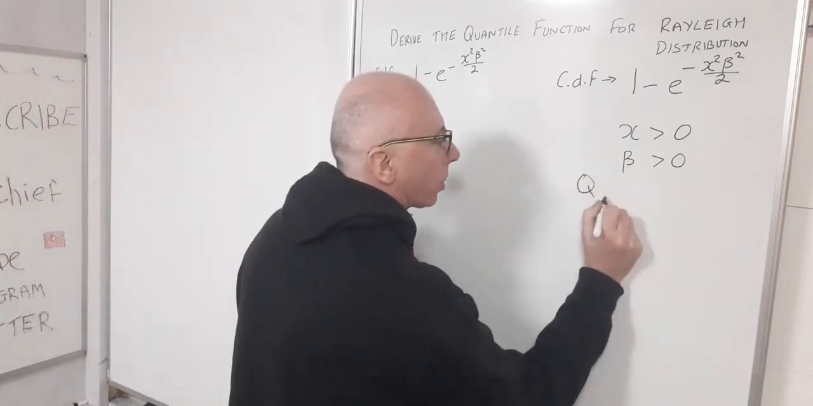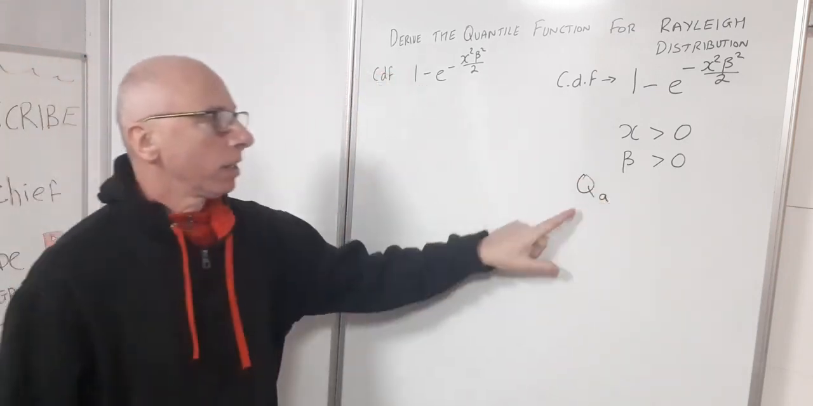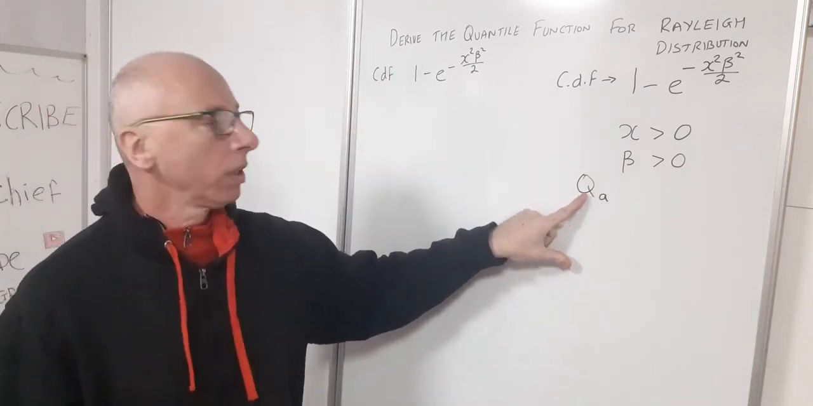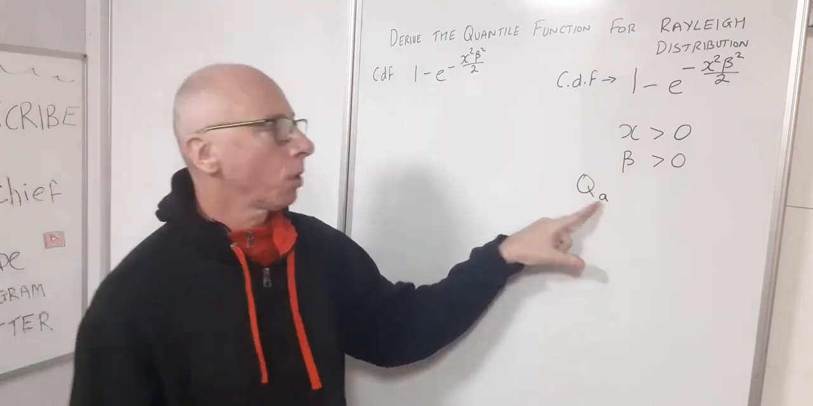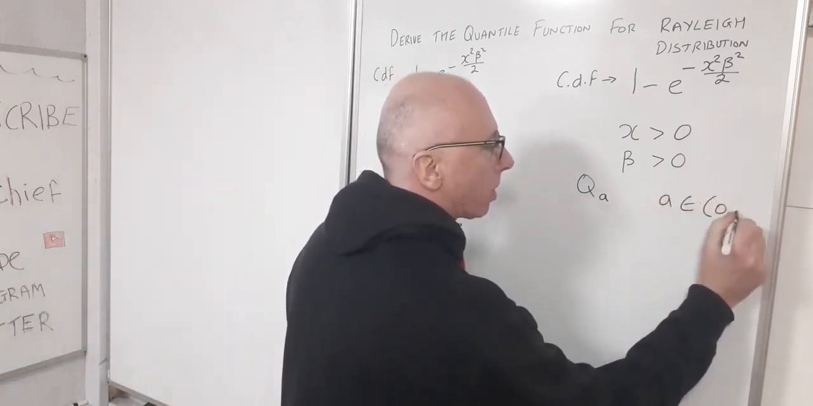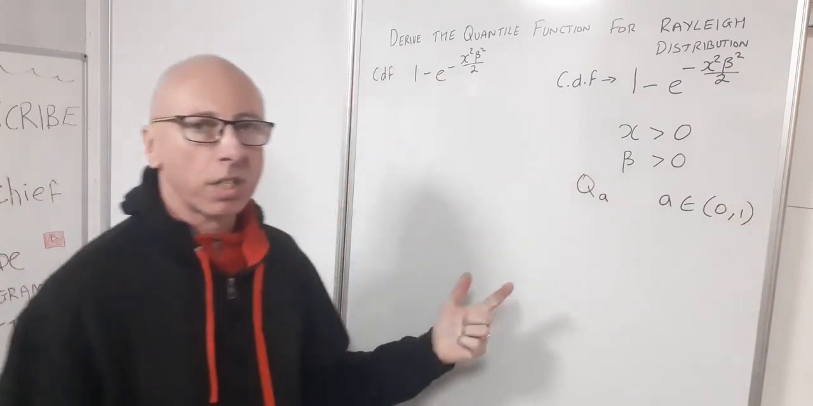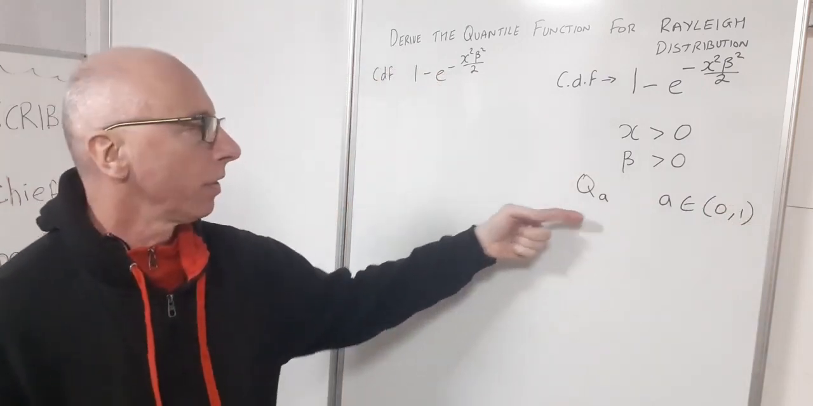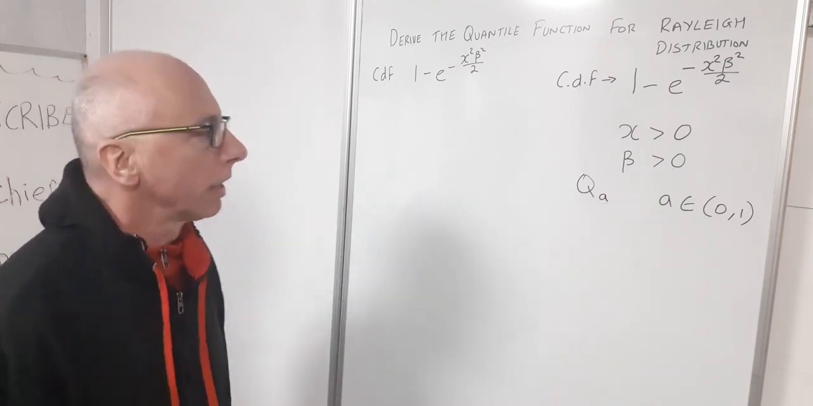So our quantile function is Q of A. So Q stands for my quantile function. You could have a lowercase q if you prefer. And A is for the particular quantile. So A is somewhere between 0 and 1. So for example, the median would be a half. So it would be Q of 0.5. So my A would be 0.5.